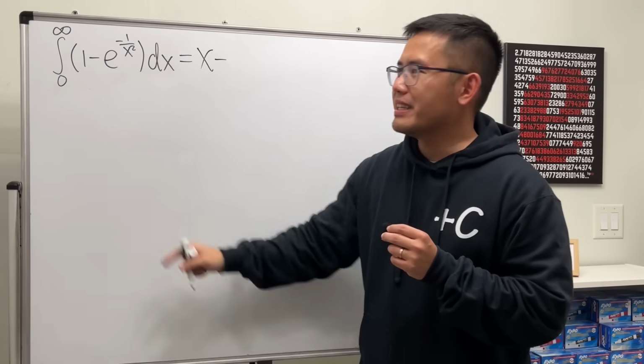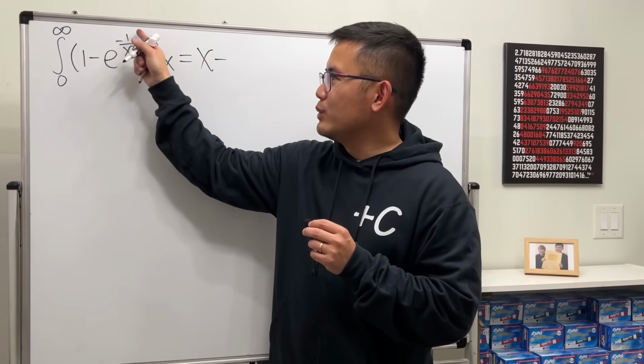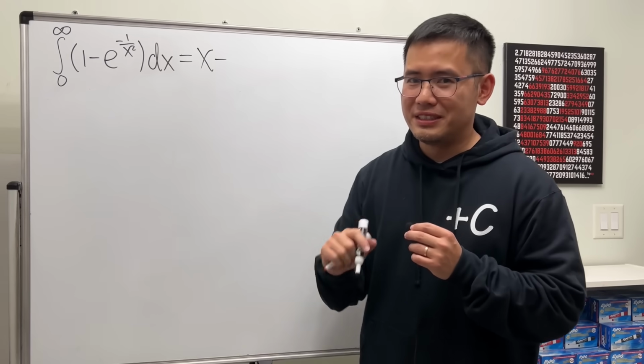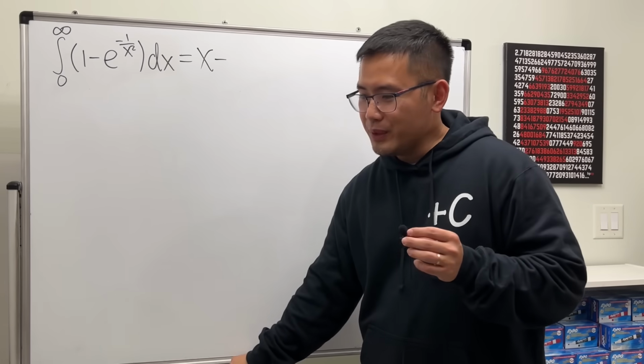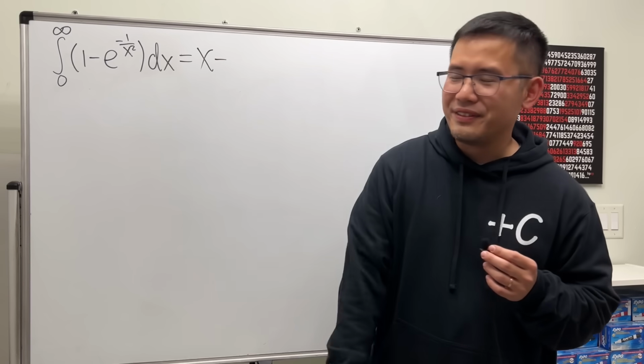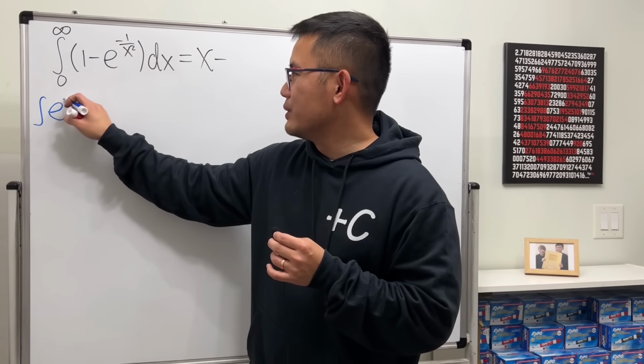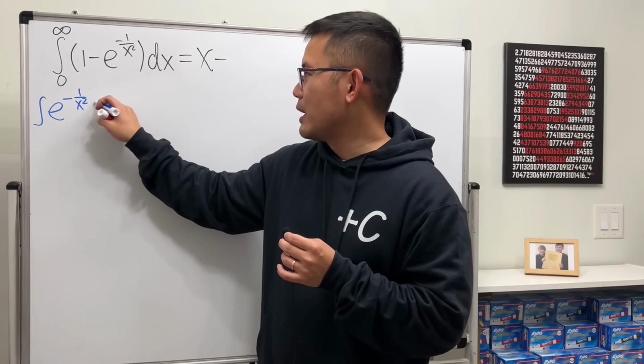Now the question is, how do we integrate e to the negative 1 over x squared? The answer is, we cannot without special functions. If you want to use special functions, you can check out my related video. But here, let's first just focus on the integral of e to the negative 1 over x squared power.